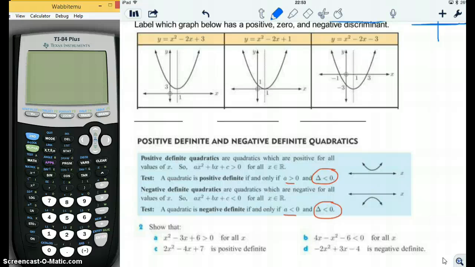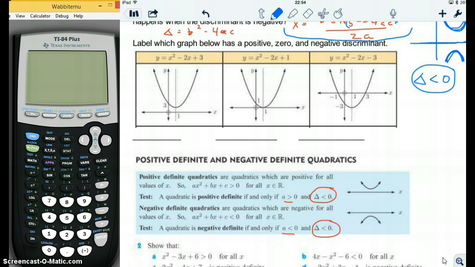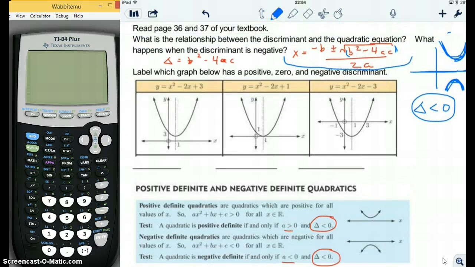Okay? If the discriminant is negative, then the parabola is either floating above the x-axis or floating below the x-axis. It's not touching the x-axis, so there are no real solutions, right? So when the discriminant is less than 0, it's either like that or like this. How do you know which one it is? Well, when the a value is greater than 0, then we know it's on this side. And when the a value is less than 0, then we know it's on this side.